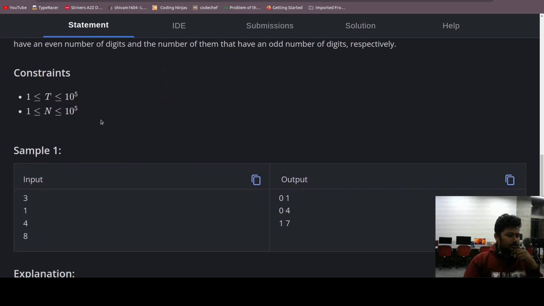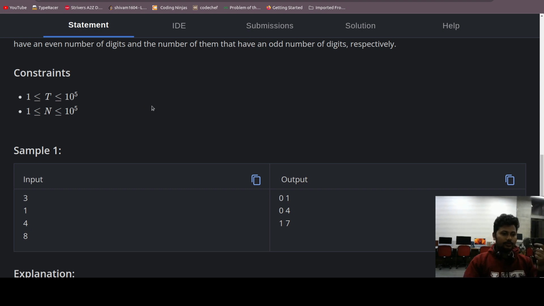The constraint is giving 10 to the power 5 test cases, and for each test case n will vary from 0 to 5. So by looking at these constraints, it is very hard to calculate within the time in the simple way. So this question is not that straightforward. You can't compute it by brute force.